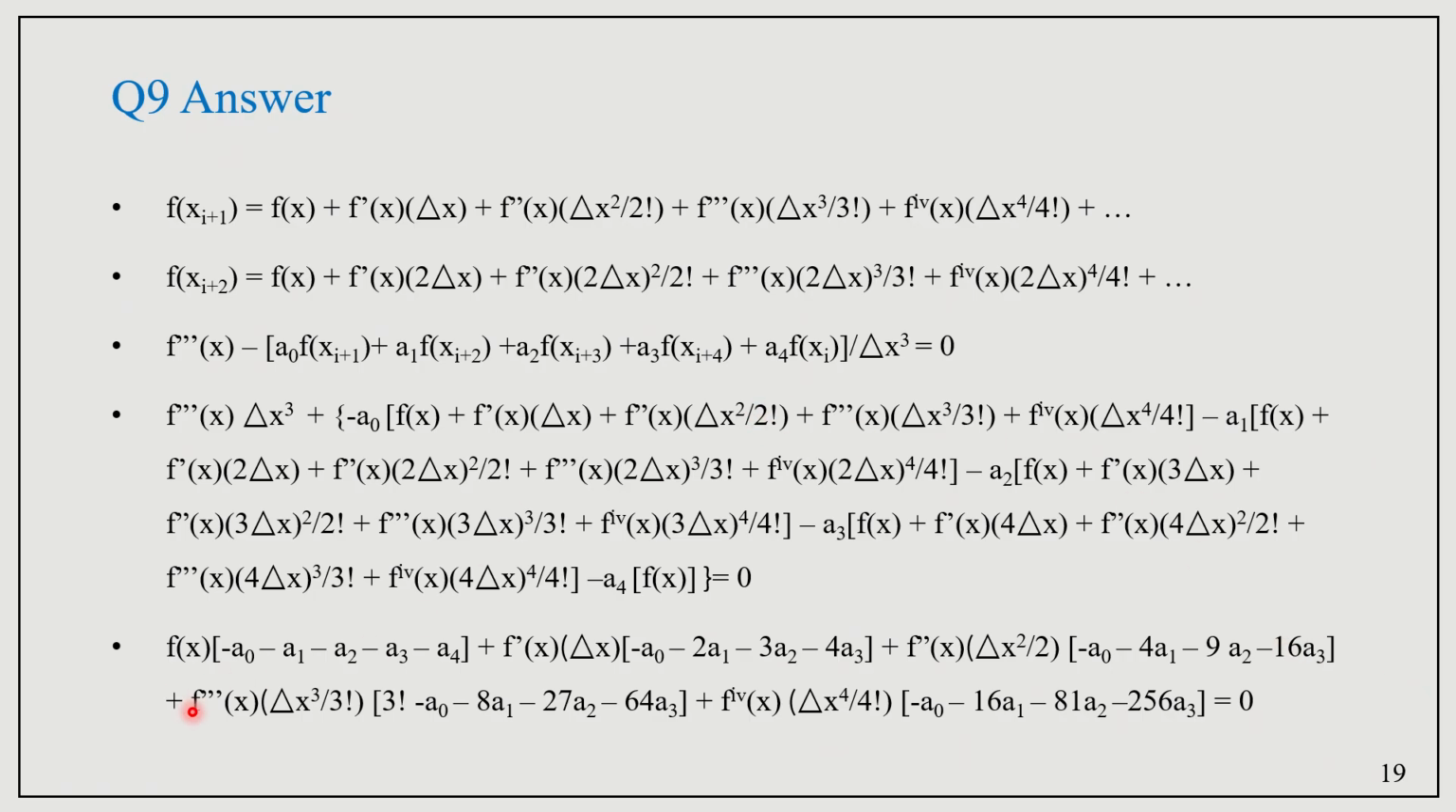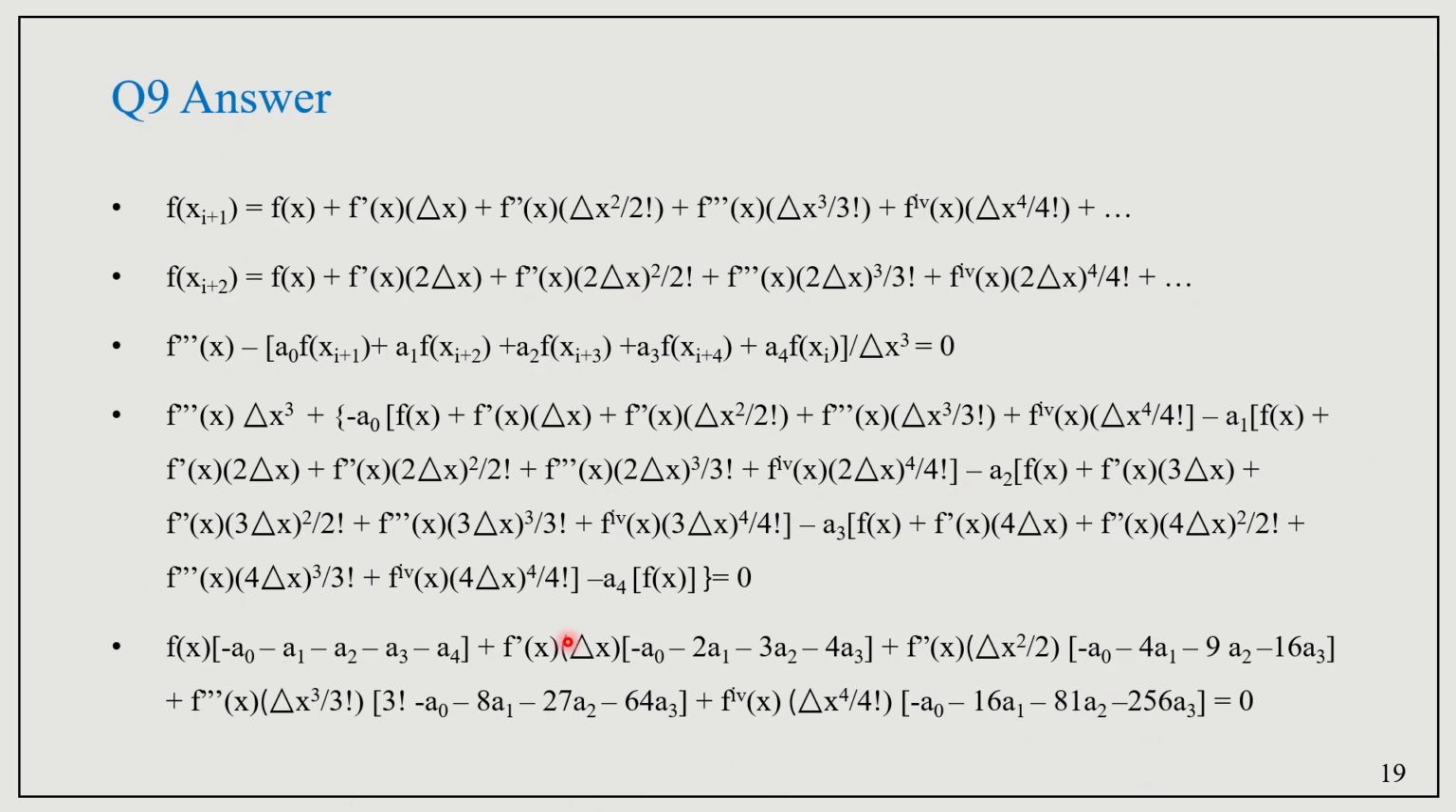And what else? We have f triple dash of x, for that we have delta x cube, right? So we are taking delta x cube by 3 factorial. In the question itself we have 1 delta x cube, so since we are taking 3 factorial common, we are multiplying by 3 factorial. So 3 factorial, minus a naught, minus 2 to the power of 3 into a1, minus 3 to the power of 3 into a2, and a3 into 4 to the power of 3. Similarly, the last term we have f to the power of 4 at delta x to the power 4 by 4 factorial, and we have minus a naught and 4 power 2, 4 power 3, 4 power 4. So these are all the coefficients we have.